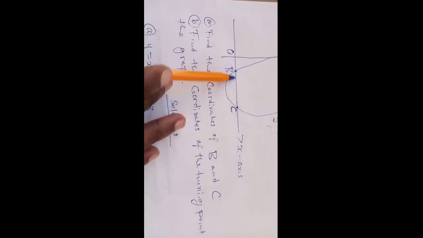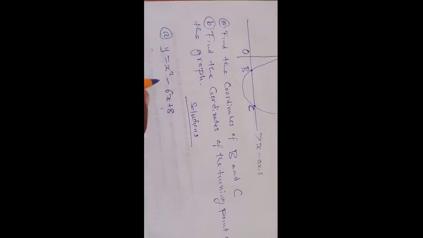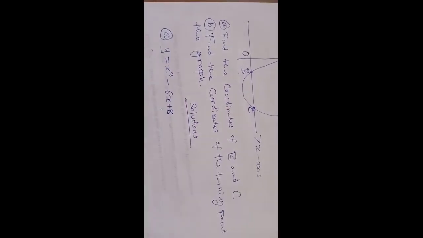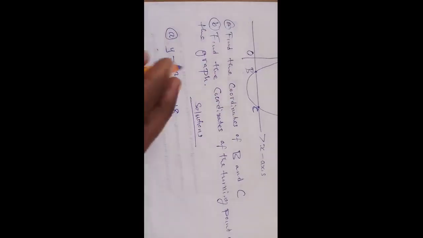At the point where the graph is cutting the x-axis, this is the x-axis and this is the y-axis, it is what we call the x-intercept. And on the x-intercept we said that y is equal to, if you remember very well, 0. So we are trying to find this value. This is the x-intercept, where y is 0.